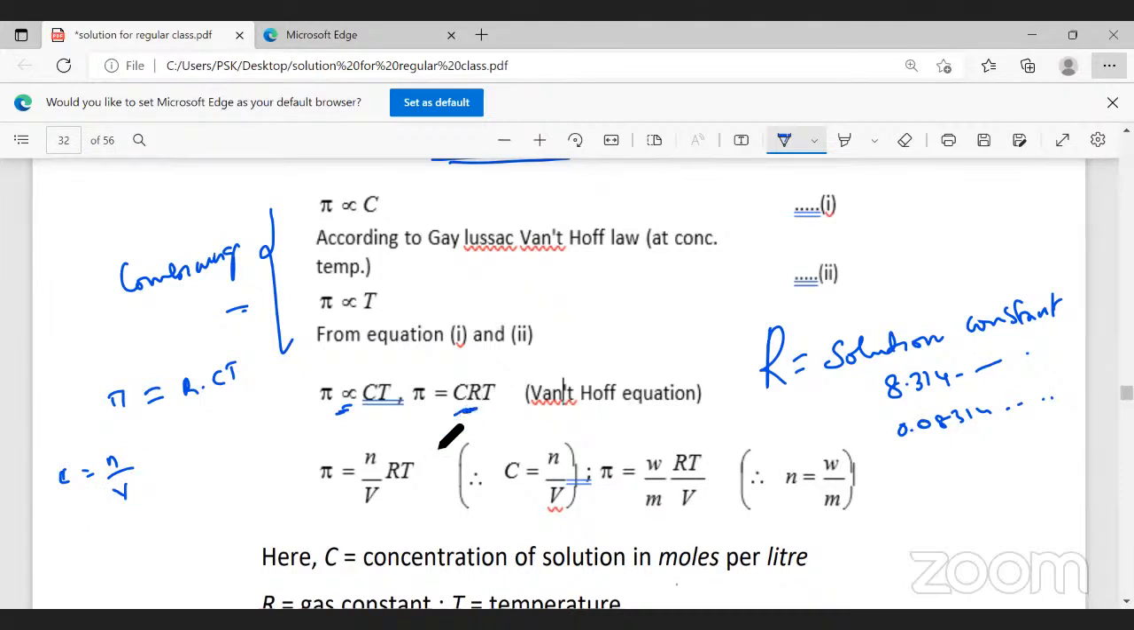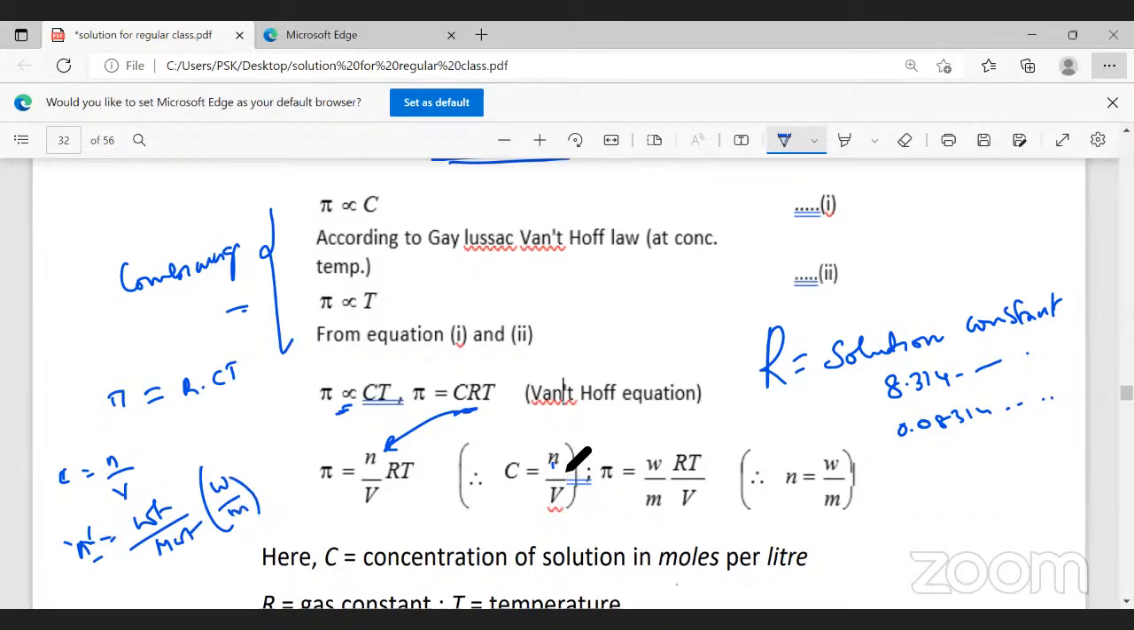So in place of C, we're substituting number of moles by V, because we know C is equal to n by V. n is number of moles and V is what? Volume. So what is n? We know number of moles is calculated by the formula: weight in grams divided by molecular mass. This is how you calculate the number of moles. Or else we can write it as W by M.